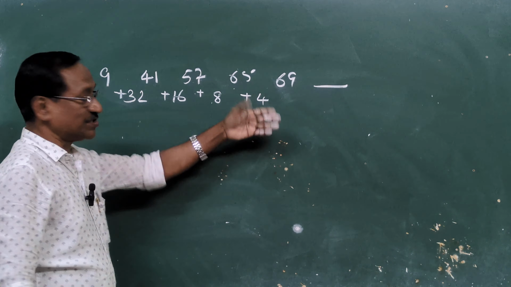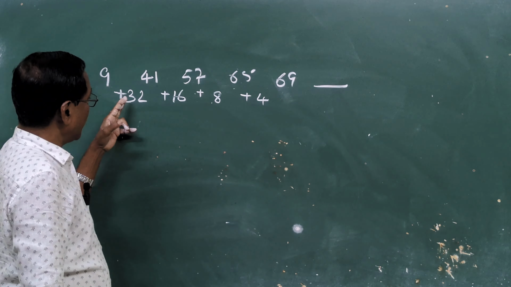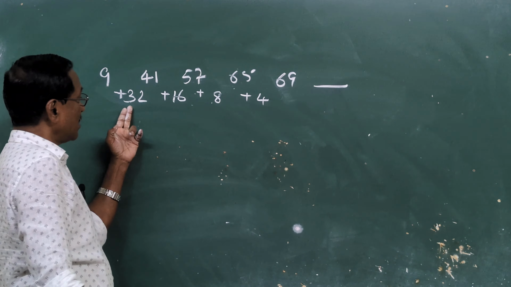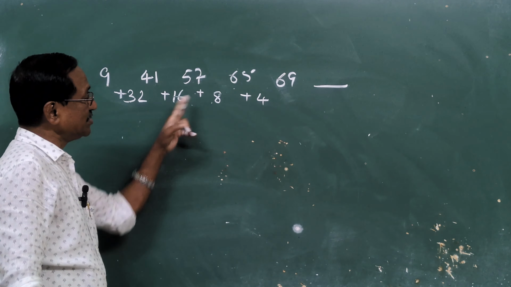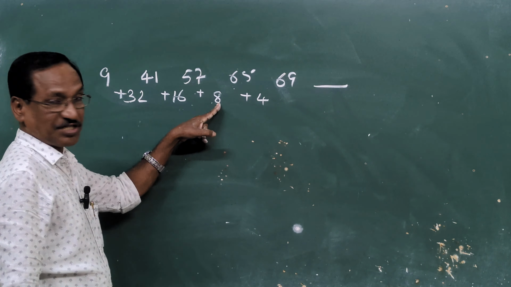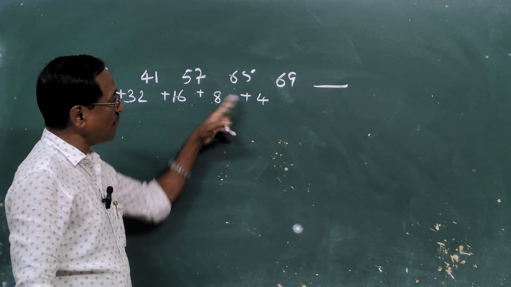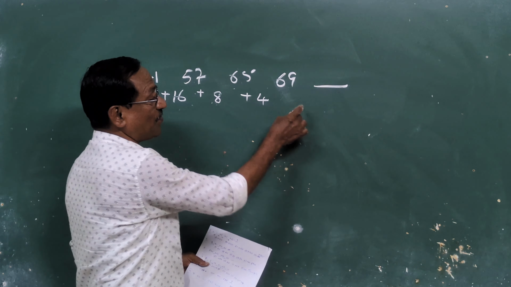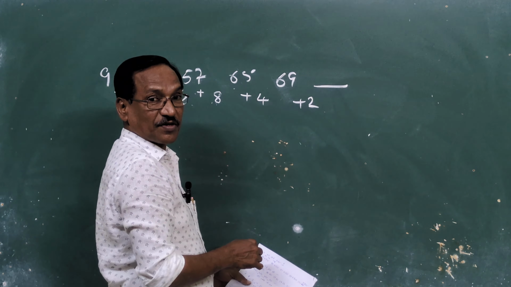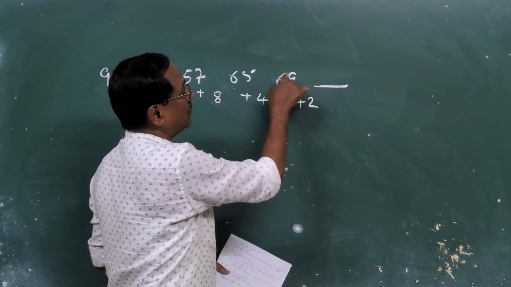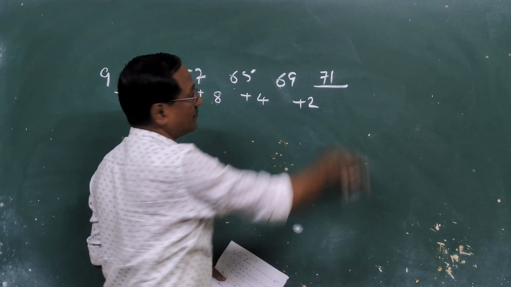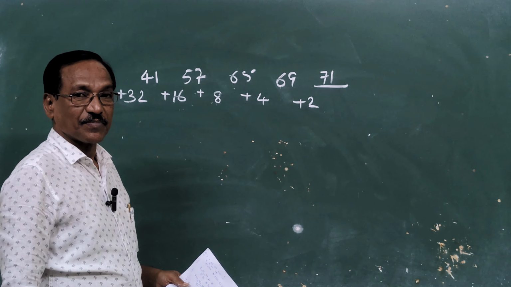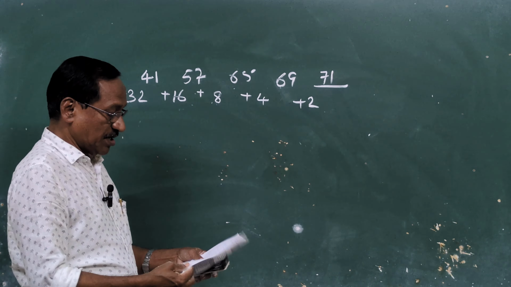So now we got a pattern. The adding number is 32, then 16, which is half of 32. The next is 8, again half of 16. The next is 4, again half of 8. So the next number to be added is half of 4, that means plus 2. So the answer will be 69 plus 2, 71. That will be the missing number. Okay. Again, let us see another example.